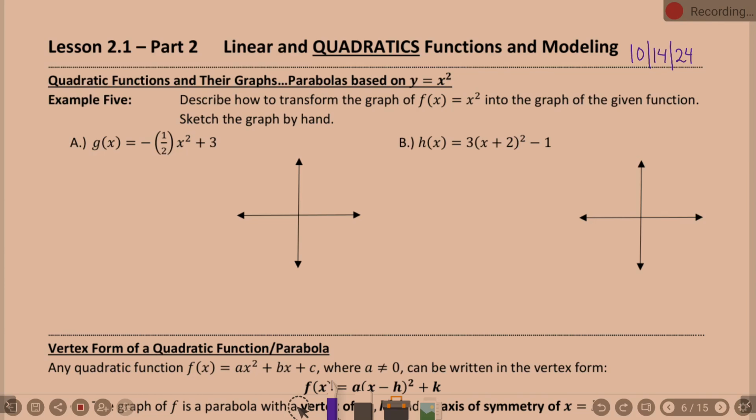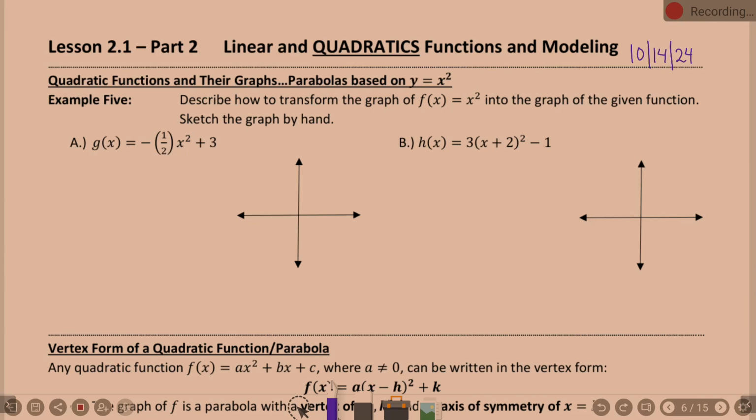Starting off here, quadratic functions and their graphs. All parabolas are based on y equals x squared. In this first set, we're looking at graphs that are in a form, not standard form, but usually vertex form, where we can look at how we transform this graph. How do we take our basic parabola and transform it for this equation?